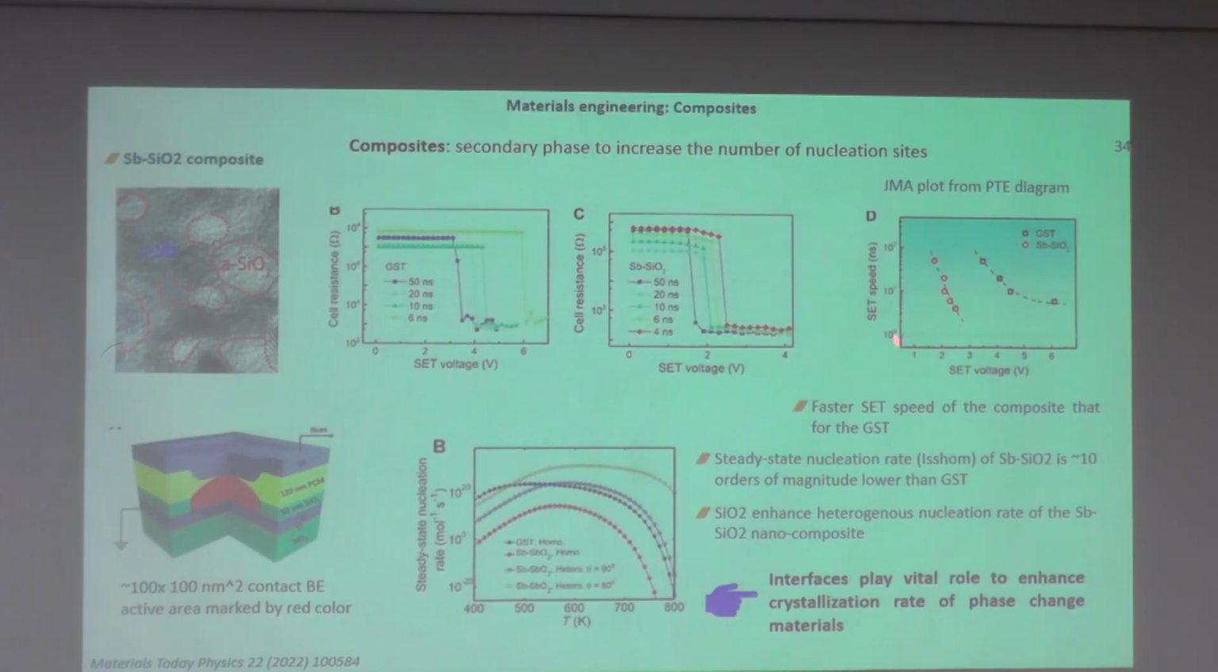So the set speed and set voltage. We can see that the composite is operating much faster compared to the GST. Here we can reach values still not under the sub-nanosecond scale, but these composites are much faster. So from this we can learn that the interfaces can play a role to enhance the crystallization rate of phase change materials.